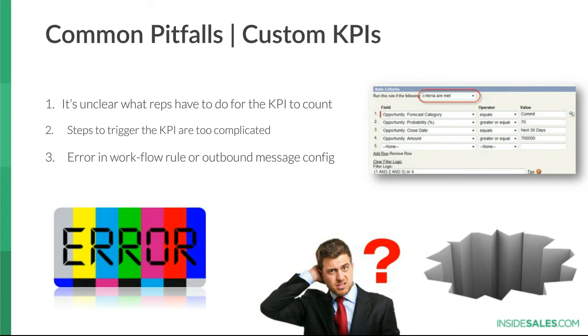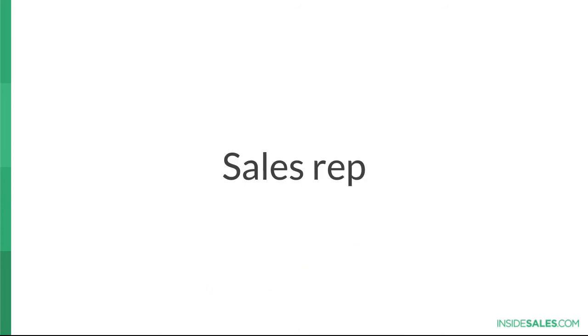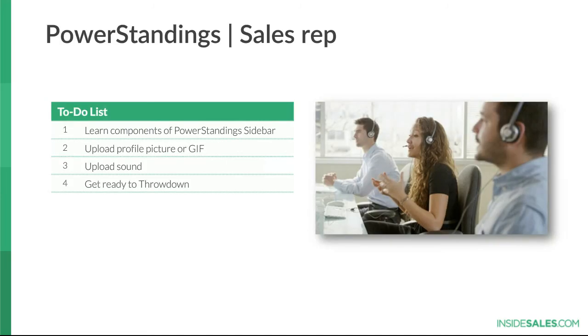All right, so that is it for our admin portion on how to execute this gamification strategy in Powerstandings. We've got one more section to go through here. We're going to talk about what a sales rep needs to do to execute this strategy, because they're probably the most important part. So here's the to-do list for the sales rep. They've got to make sure they know the components of the sidebar. They need to make sure they're uploading their picture. Sound, I would say, is more optional, but I would encourage that. And then they need to start using the throwdown feature of Powerstandings.